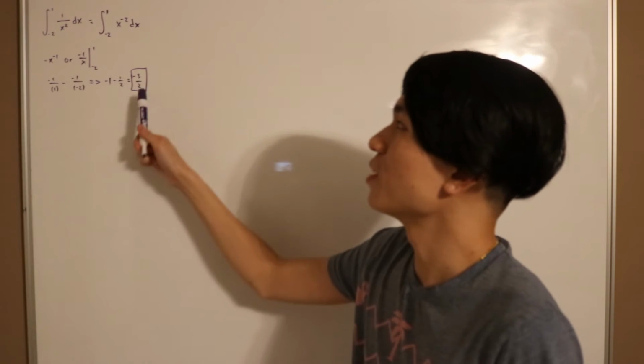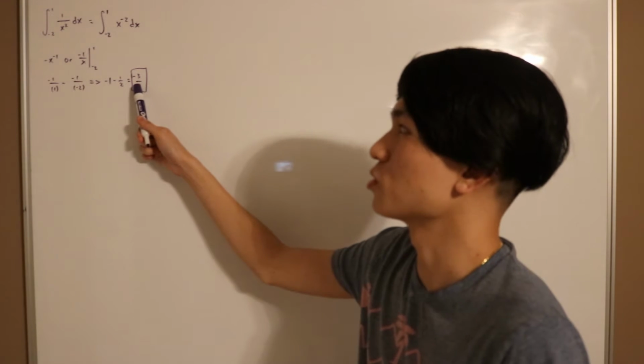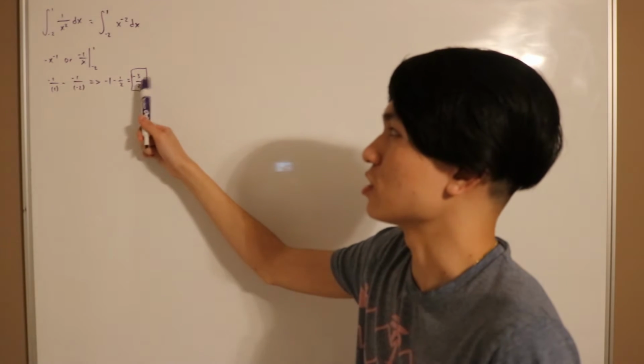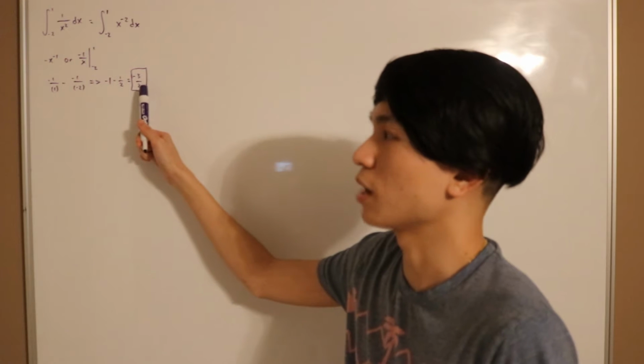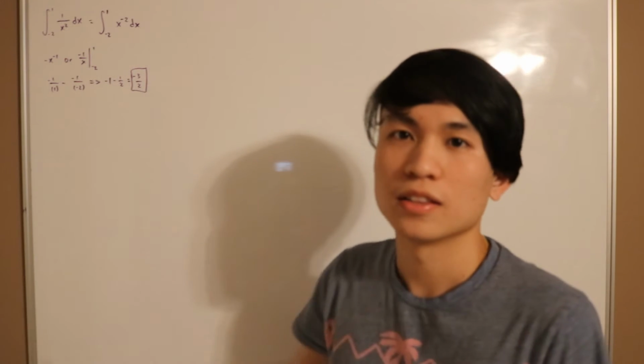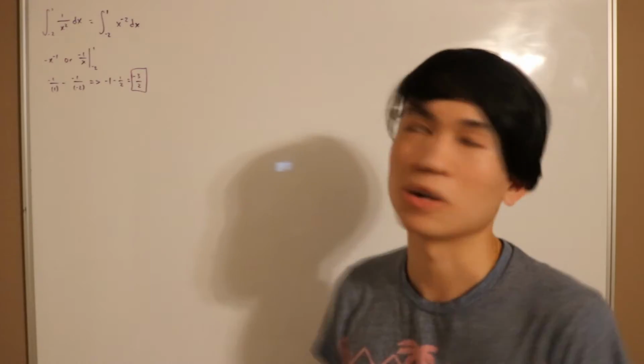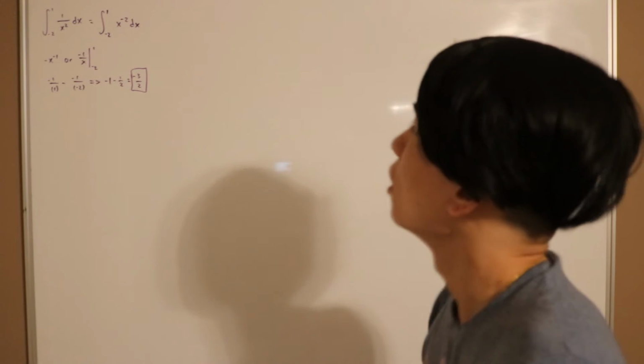So if you do end up with an answer of -3 over 2, I would just like to say that answer is incorrect. Yeah, it's incorrect. Got him!